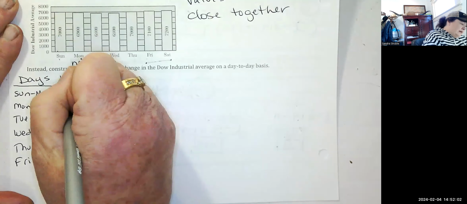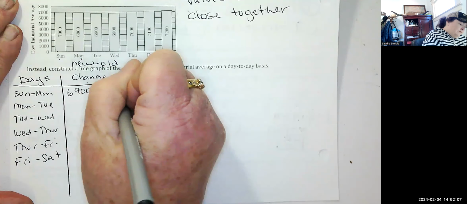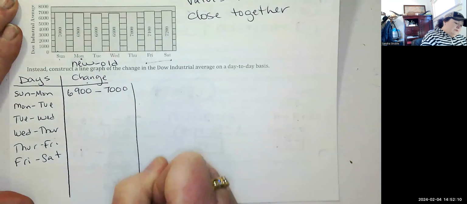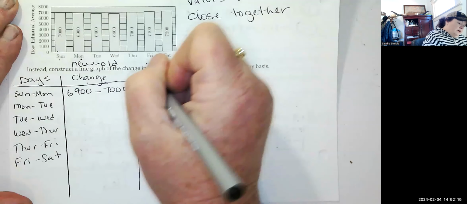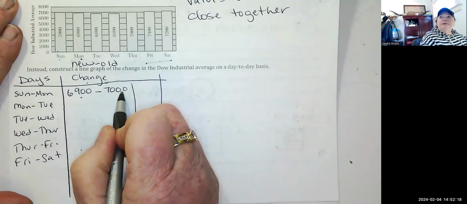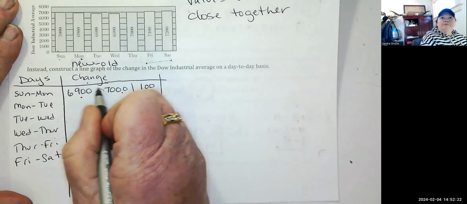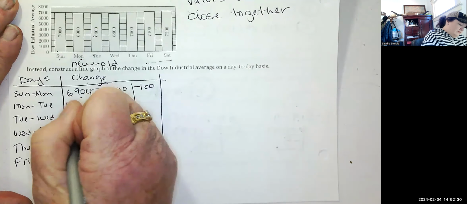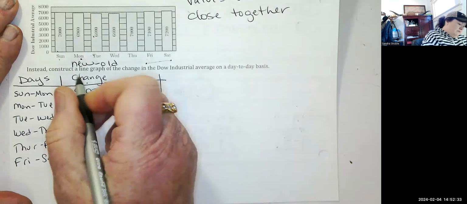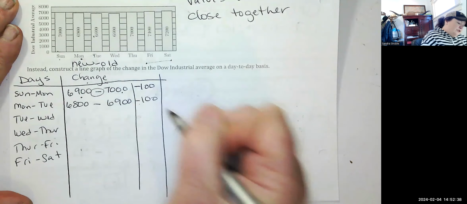So that's going to be 6,900 minus 7,000. I'm going to put my calculations here, and then my totals, my actual changes here. So that's separate. Okay, the different signs. So we have to subtract and take the sign of the larger number. Tuesday is 6,800 minus Monday's, which is 6,900. Same thing, subtract, take the sign of the larger number.